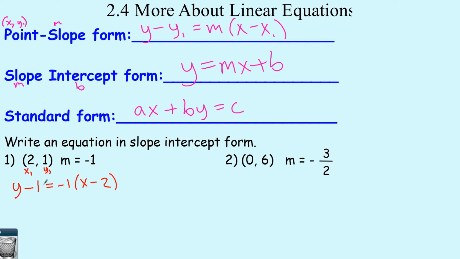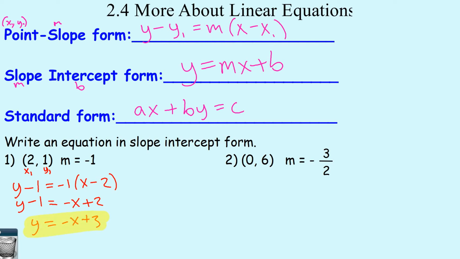Okay, that's the equation in point-slope form, but I really wanted slope-intercept form, so I need to get it y equals. So I should probably get rid of those parentheses. And then move that one over. Add one. There we go. So that is our answer.